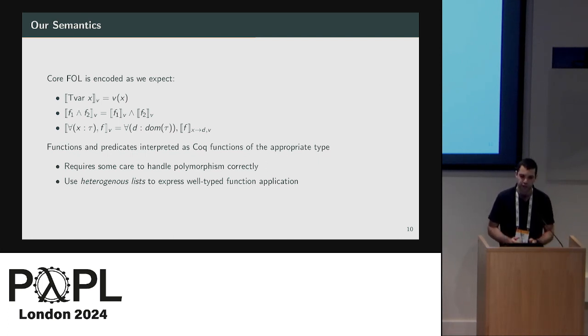To deal with function and predicate symbols, things start getting a little bit more complicated, where now we have to deal with type substitutions and polymorphism. And to deal with the problem of well-typed function application, where we can have functions of arbitrarily many arguments of some unknown but specified types, we use a nice dependent data structure called heterogeneous lists.